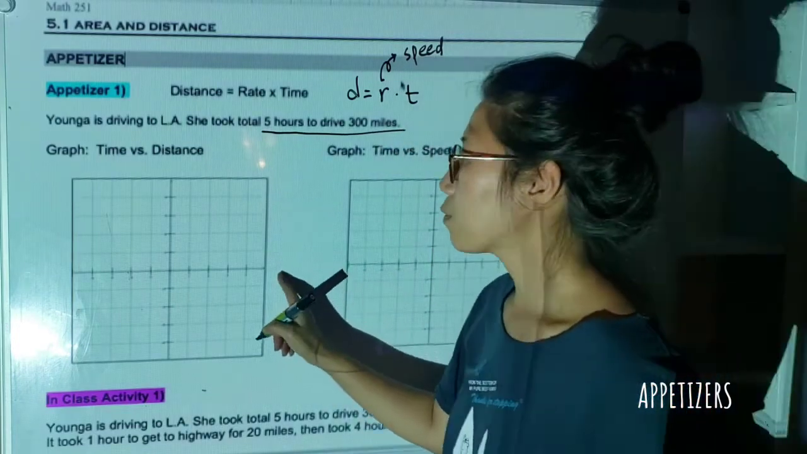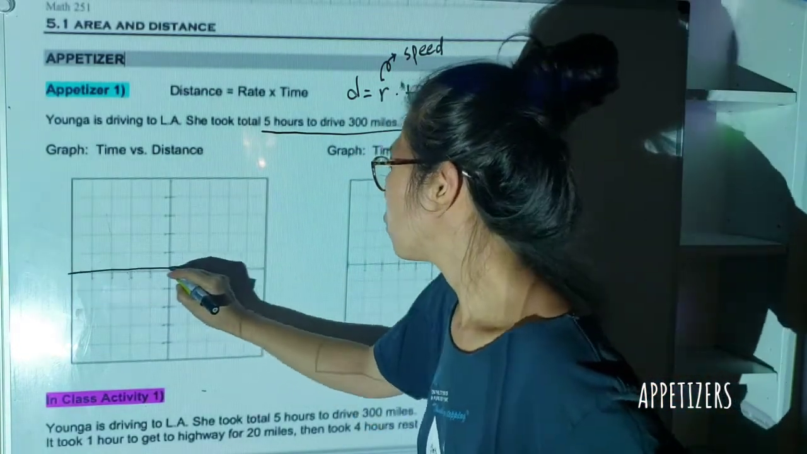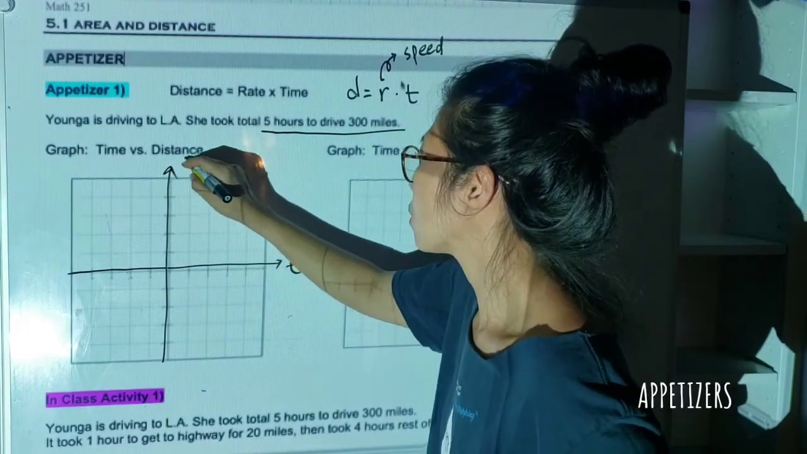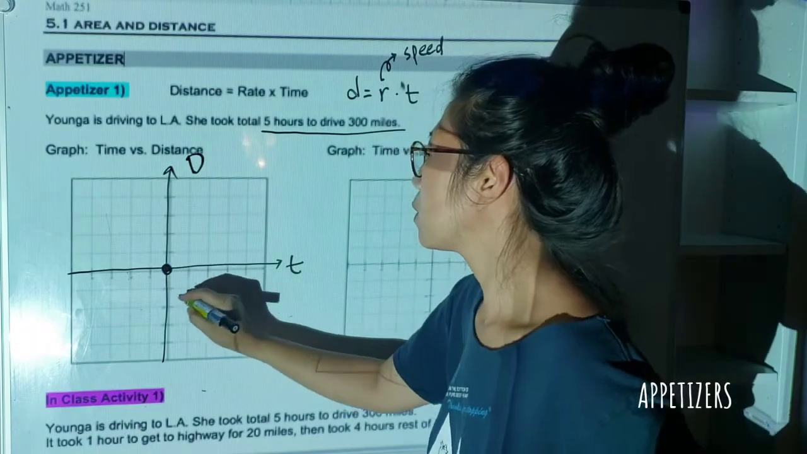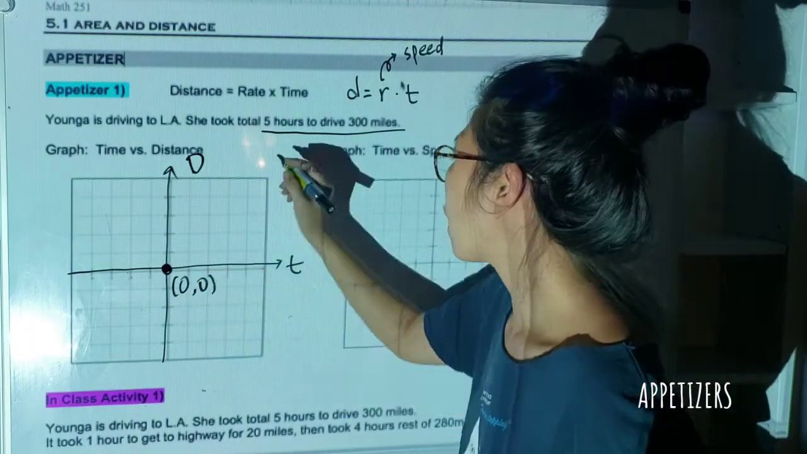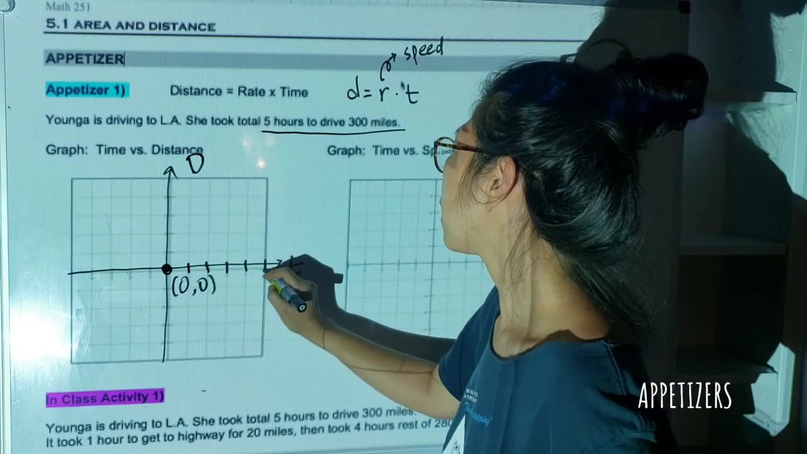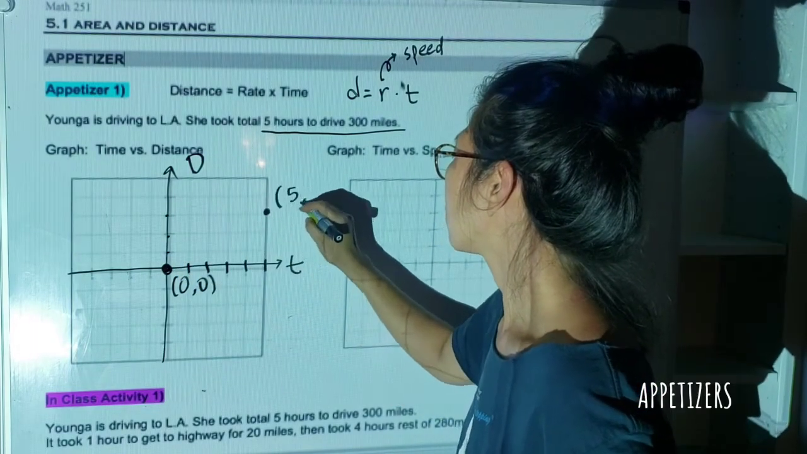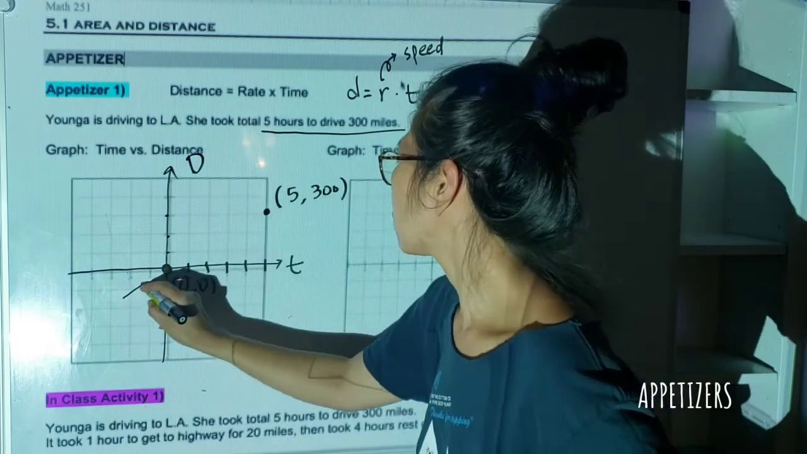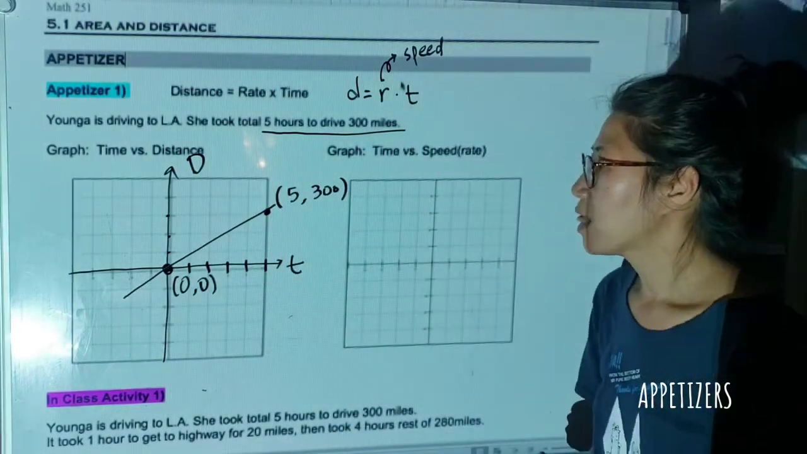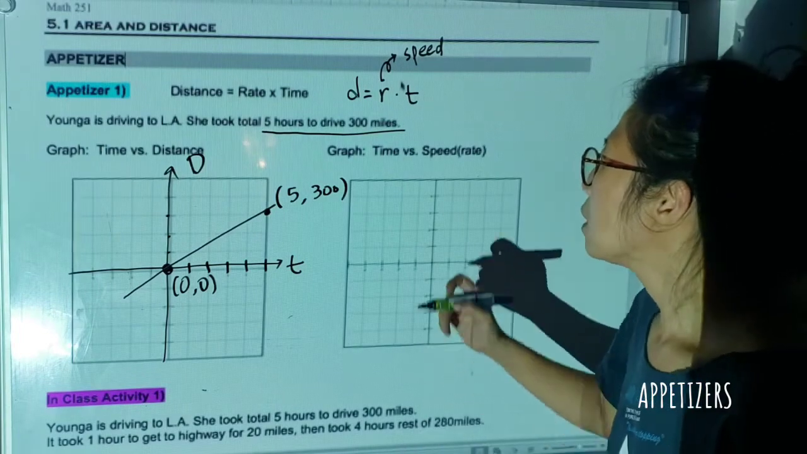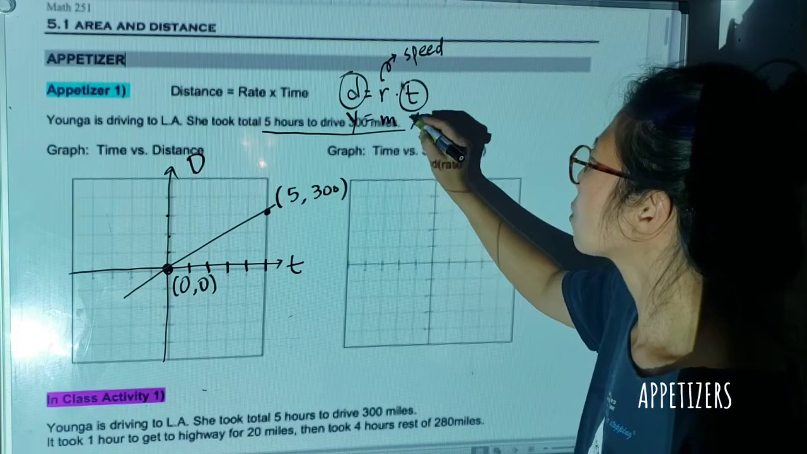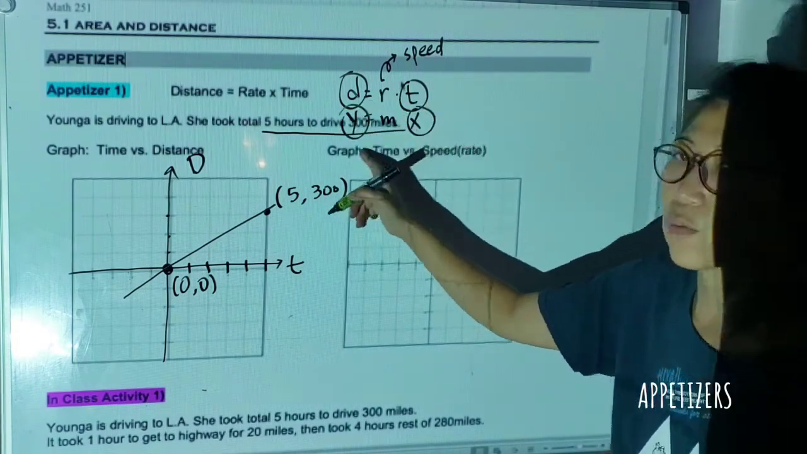So let's try to graph it. If I want to graph the relationship between time and distance, here's going to be time and here's distance. So 0 time will be 0 distance, and then after 5 hours, 1, 2, 3, 4, 5, she had a distance of 300 miles. If I connect this as a linear equation, that is the graph between time and distance. Think of it as y equals mx, so you basically graph between x and y.